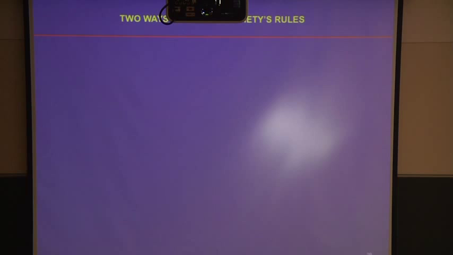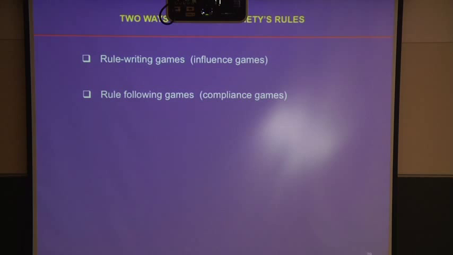There are two kinds of games, actually. There is the rule-writing game, which is an influence game, which is the games that you've been talking about right here, which actually has to do with all the lobbying that goes on to write rules with exclusions and loopholes that in the future sometime you can then drive through with a Chevy truck, okay? And that's an influence game. And then there is a compliance game, or the rule-following game, which is actually driving your truck through the loophole sometime in the future.